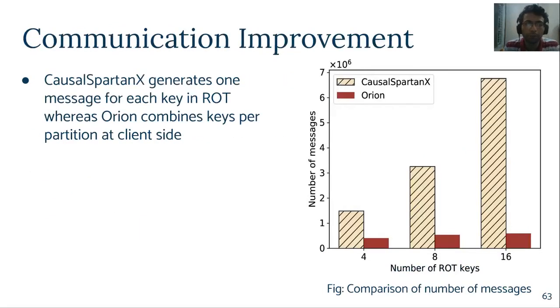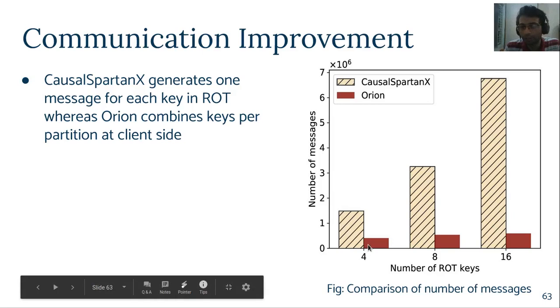So, communication improvement. We did an implementation optimization in Orion. Instead of sending each key in one ROT message, we combine the keys per partition at the client side. As we can see, if we increase the number of ROT keys, the number of messages did not explode in case of Orion. However, in CausalSpartanX, we see almost double the number of messages.